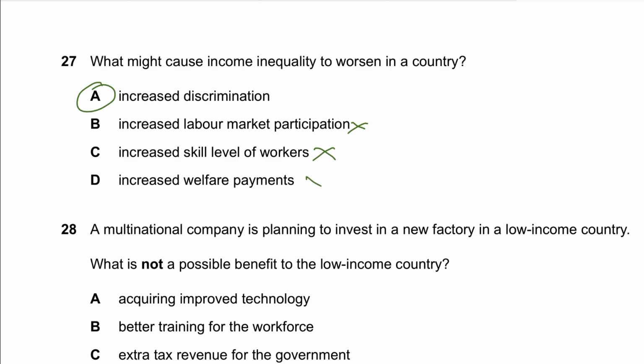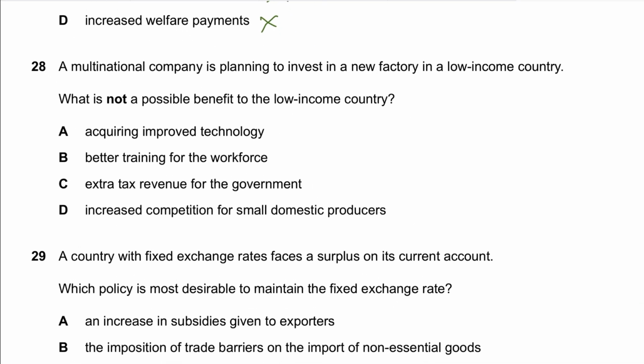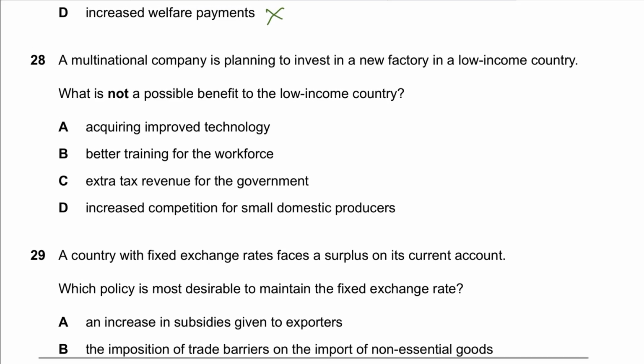Increased welfare payments would again redistribute incomes towards lower income households, and therefore tend to reduce income inequality, not increase. Question number 28, a multinational company is planning to invest in a new factory in a low income country. What is not a possible benefit? So what is not a benefit, right?